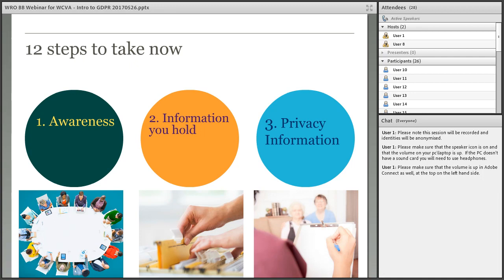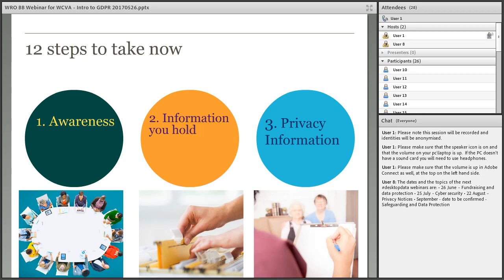GDPR also requires you to tell individuals more than what's required by the current law. So, for example, you'll have to tell individuals what lawful basis you're actually relying on. You'll have to give them a bit of information about your data retention periods and also about the fact that they've got a right to complain to the ICO if they're unhappy about the way that you're handling their data.